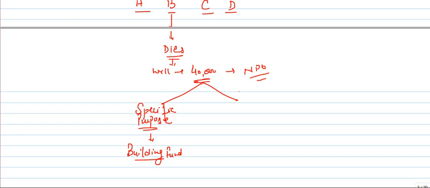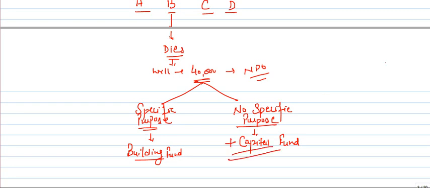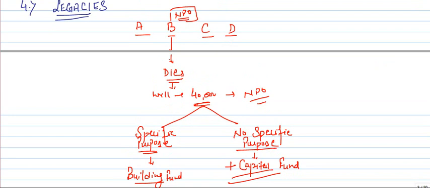If there is no specific purpose given, then what to do with this legacy? Then straight away add it to the capital fund. Right? So be careful here. The legacies you don't have to take to the income and expenditure account. That is not your income. Clear? That is not your income.